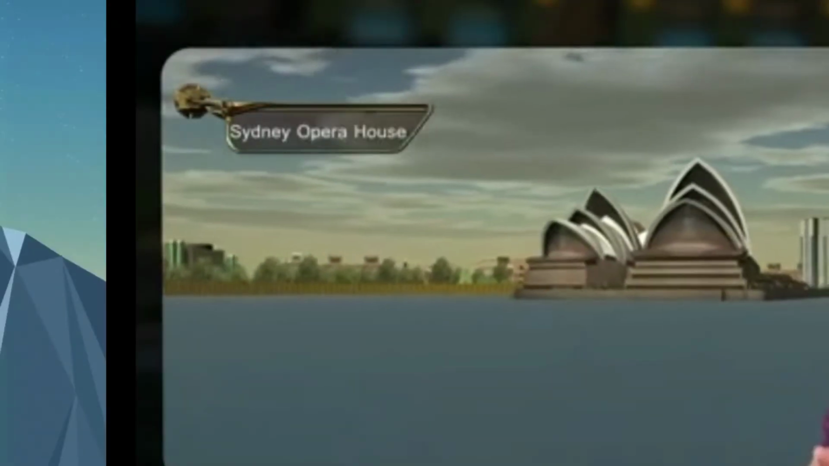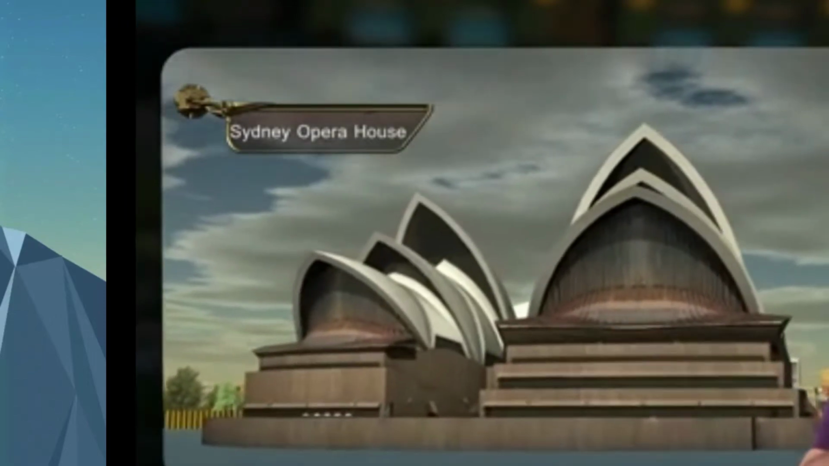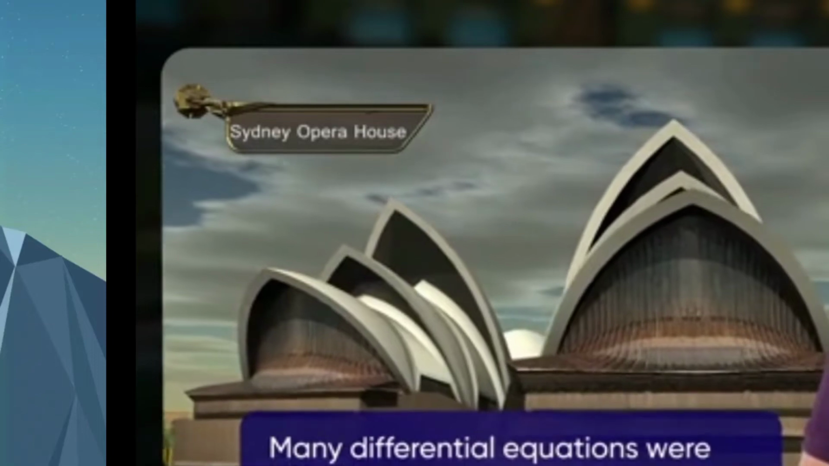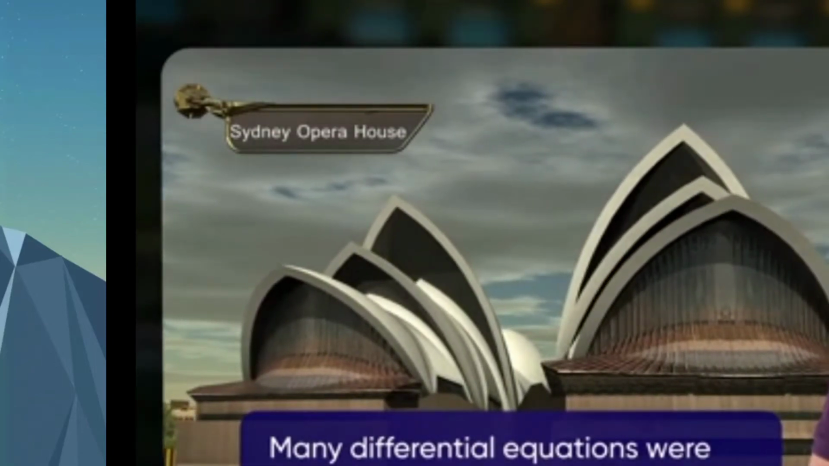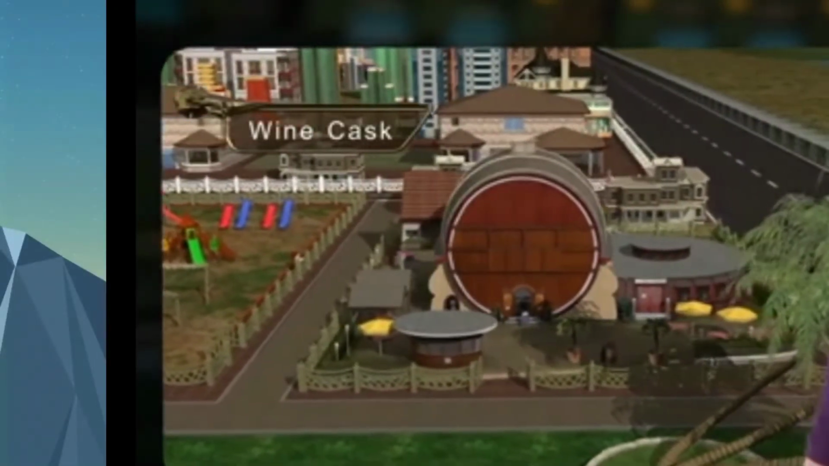The Sydney Opera House is a very unusual design based on slices out of a ball. Many differential equations which refer to one type of integration were solved for the design of this building. The wine cask would be another example.